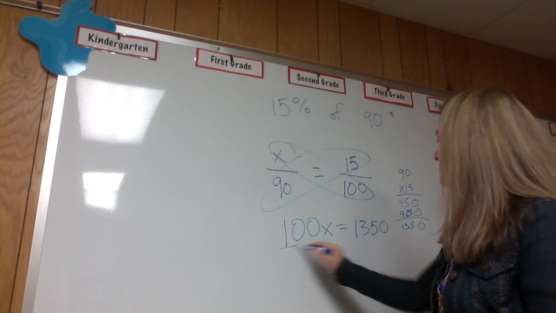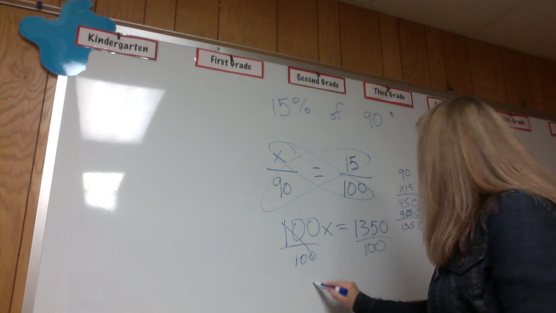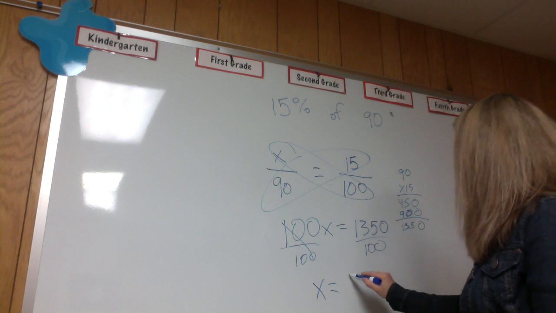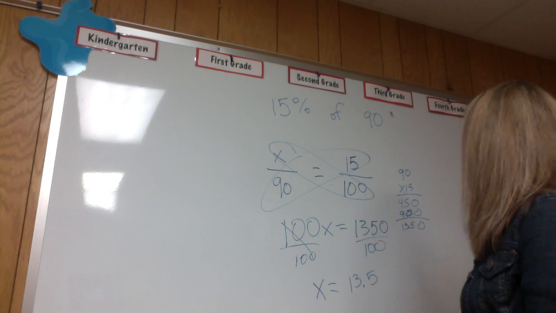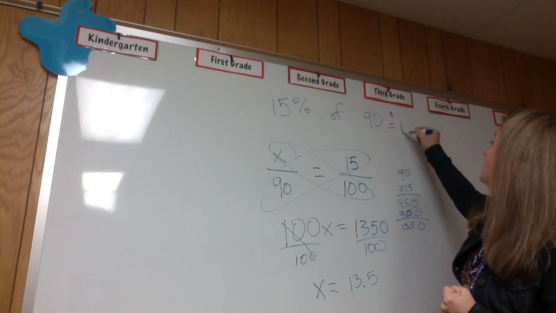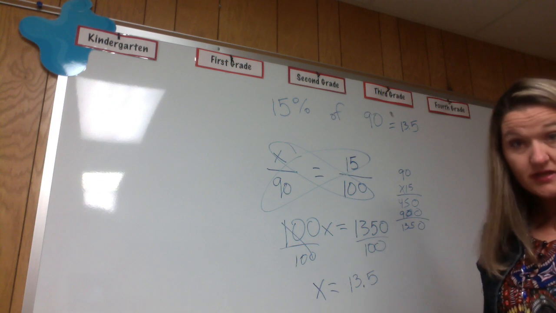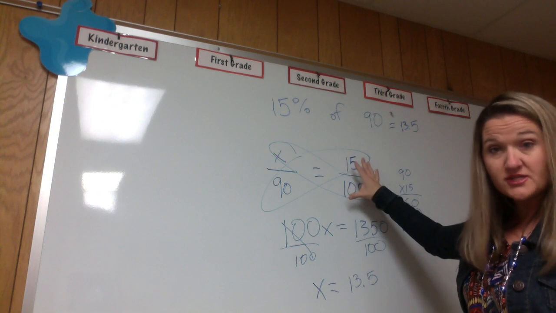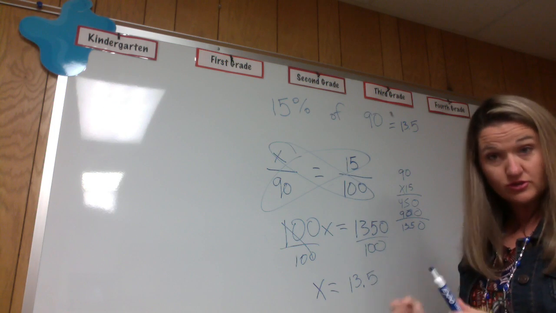Well, use my algebra skills. Divide by 100, divide by 100, and I should be able to do this in my head. x is equal to 13.5. All right, 13.5 is 15% of 90. So that is how you find percents of a number. Set those proportions up, do cross products, and boom, you've got your answer. All right, so good luck on the lesson.